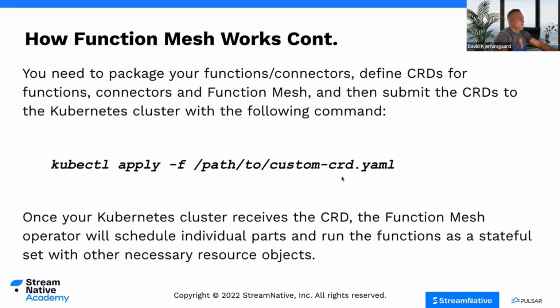Using kubectl apply, you just say, hey, this is my CRD for this particular resource, and then it knows how to read it. The function mesh operator is able to read those CRDs and convert them into the actual REST calls and Pulsar functions to create and define these artifacts as well. So once Kubernetes receives the CRD, the function mesh operator is listening, schedules these individual pods, and runs the functions as a stateful set from there.